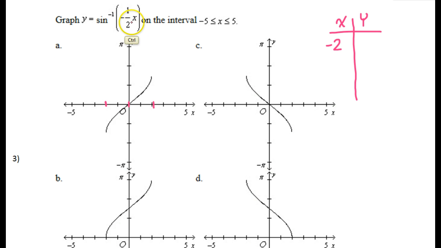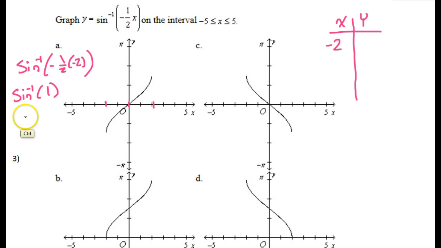Okay, so if I put in -2, I'll do my work over here. This would be the inverse sine of -1/2 times -2. A negative times a negative is a positive, and half of 2 is 1. So this would be the inverse sine of 1. Now an inverse trig function is an angle. This is the angle whose sine is 1. So you're sort of asking yourself this: the sine of what angle is equal to 1? That's the question.